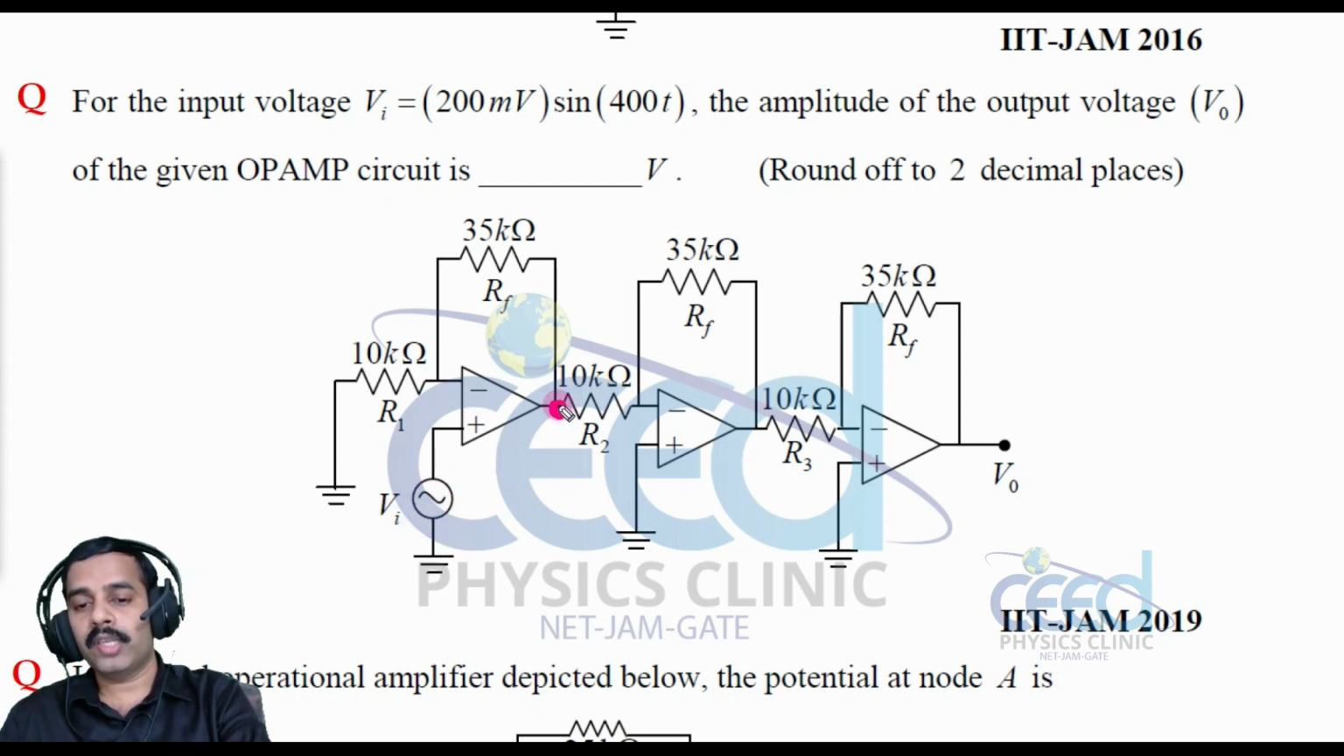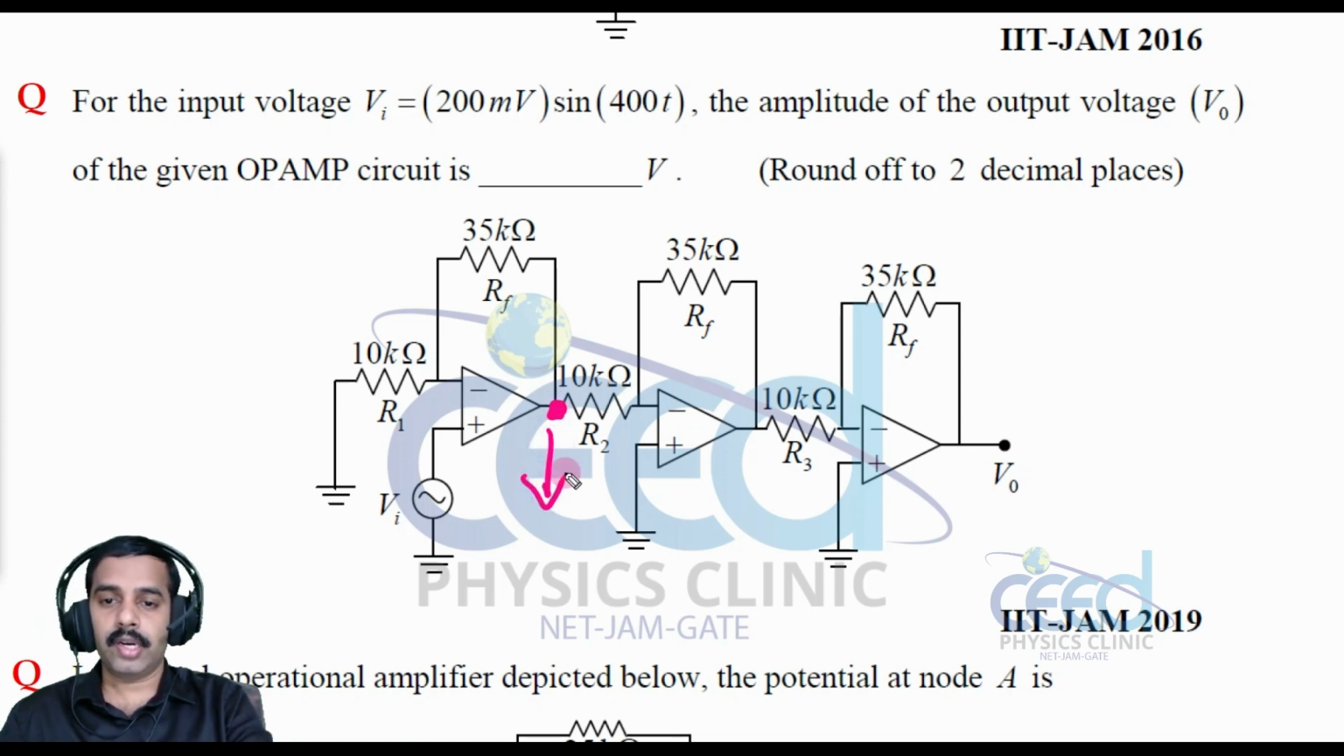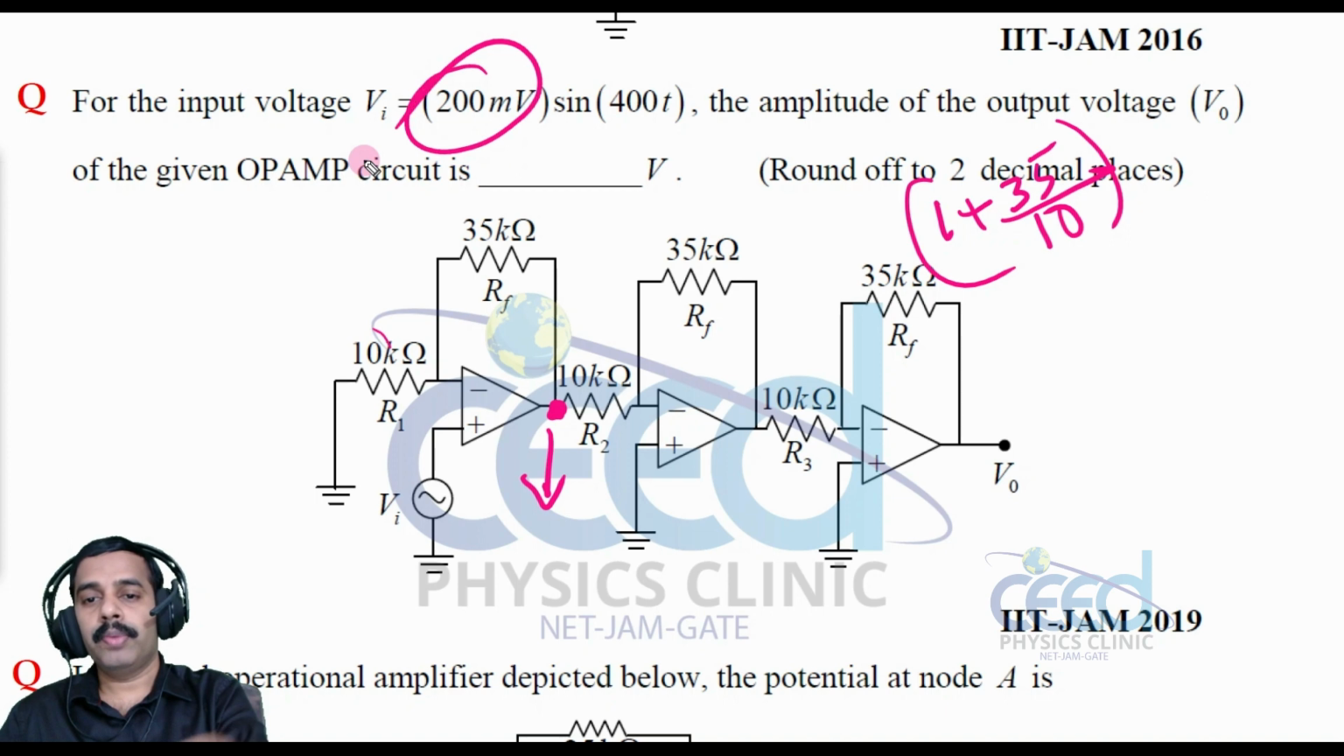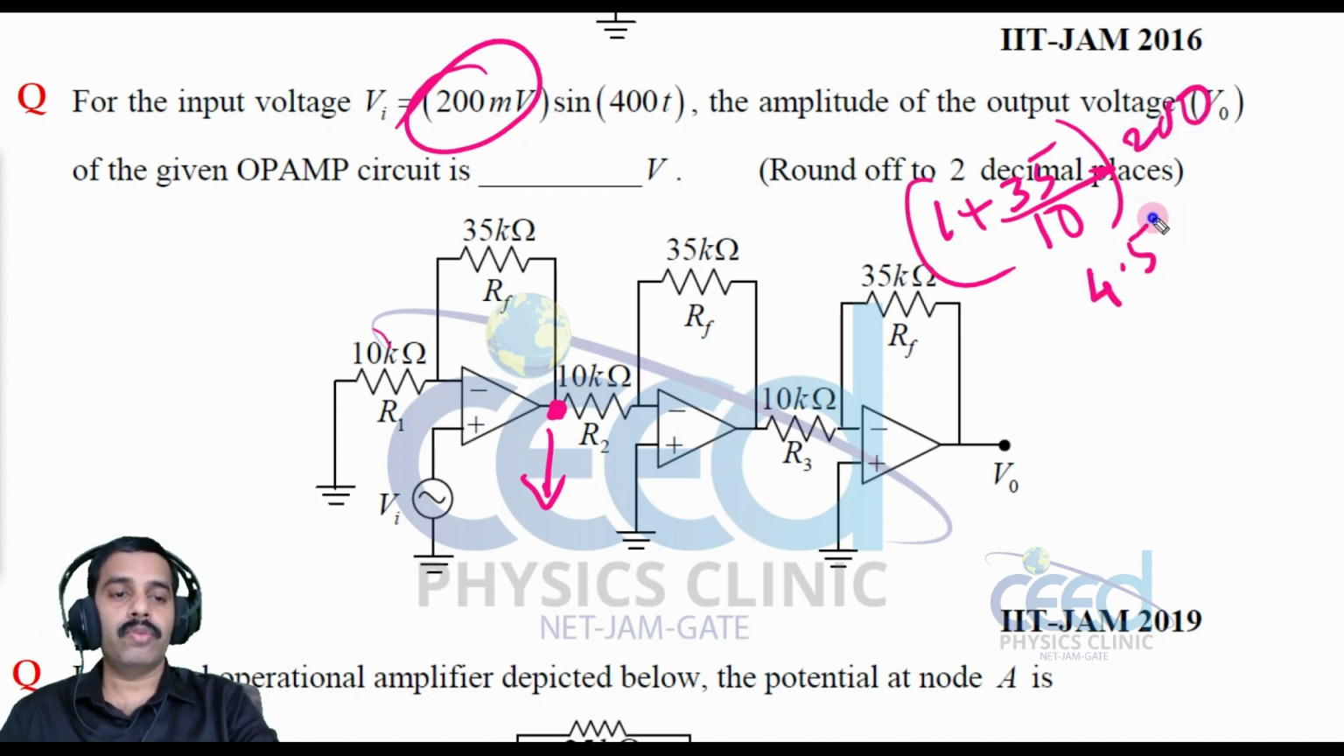So what is the output at this end? Let me calculate the output at this end first, right? That is equal to 1 plus Rf by R1, that is 35 divided by 10, into V1. What is V1 peak value? That is 200, right? So that is 4.5 into 200 millivolt. So that is the output.